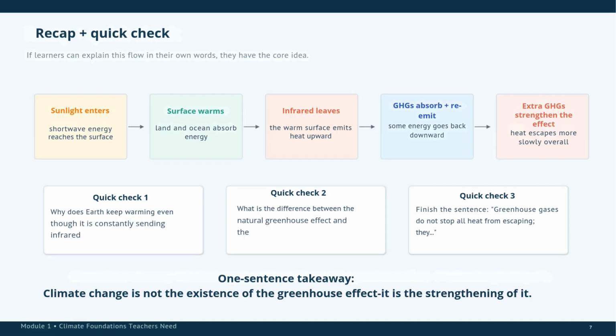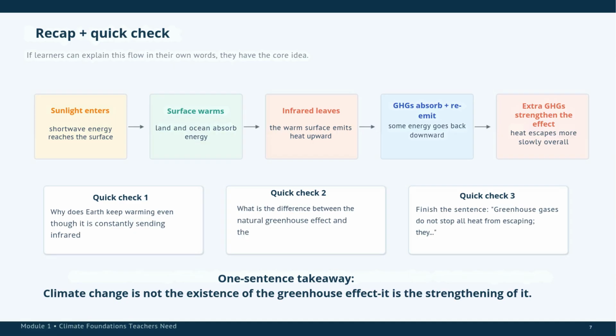And then fourth, the warming surface of the earth is going to send infrared energy back up. And then fifth, the greenhouse gases are going to absorb and then re-emit some of that infrared energy. And then finally, when there are extra greenhouse gases, the effect gets stronger and heat escapes more slowly overall.